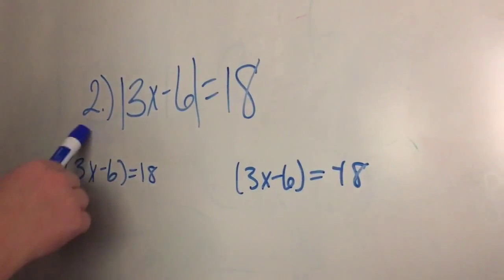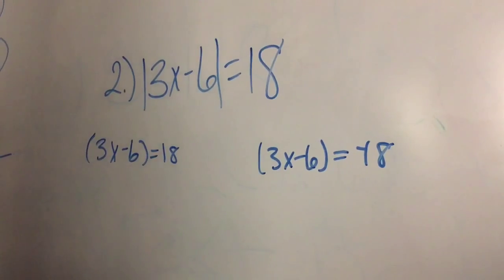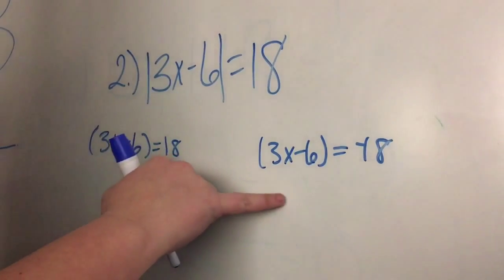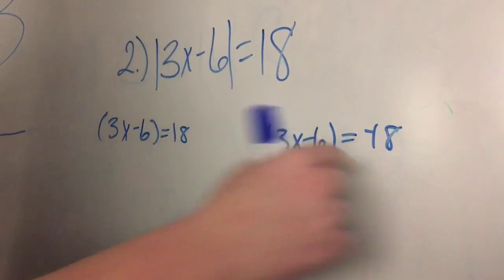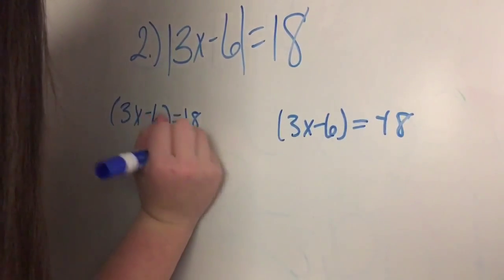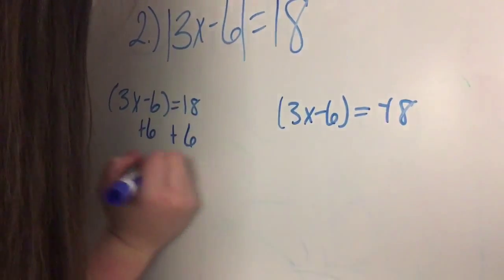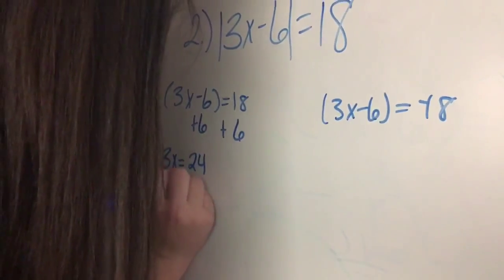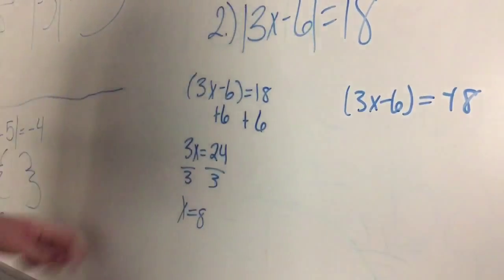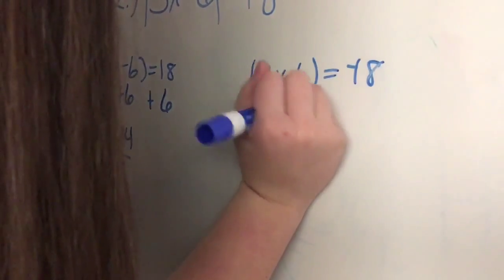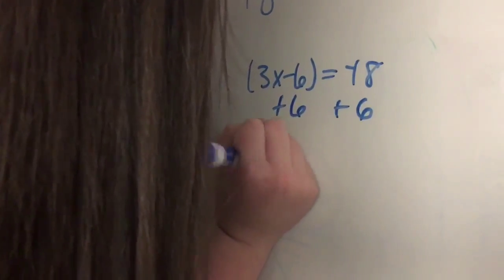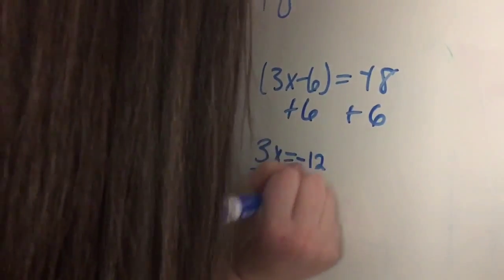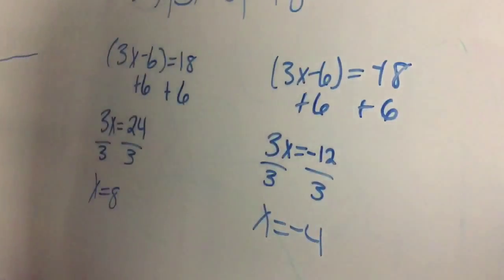The next example is the absolute value of 3x minus 6 is equal to 18. You would go ahead and separate the absolute value equation into two separate equations, one with a positive solution and the other with a negative. Then you'll solve for the variable 3x. You get x equals 8 for the first equation, x equals -4 for the second one.